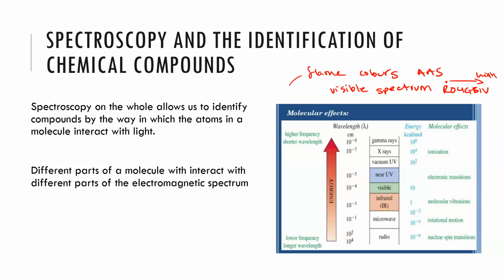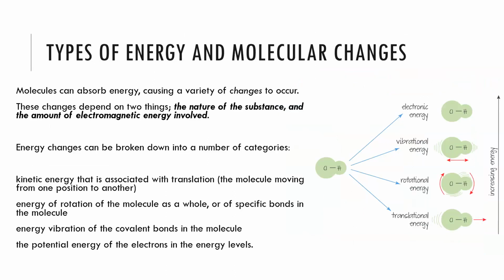We're going to be looking now at what happens to molecules in different regions of this spectrum, and in this video we're going to be looking at infrared, which sits just below the visible energy spectrum in terms of energy. So molecules can absorb energy and cause a variety of changes to occur, and we need to be able to specify what changes are occurring in the molecule to answer questions in regards to these topics.